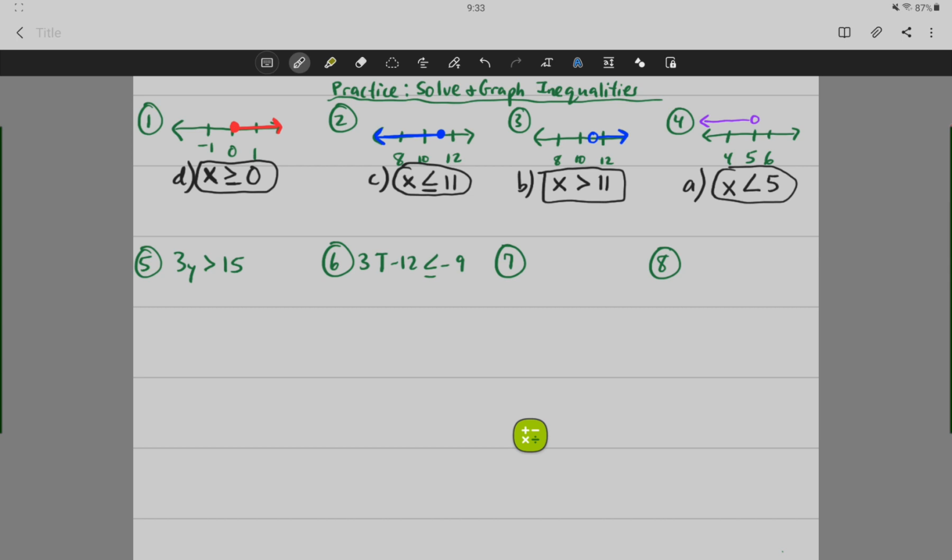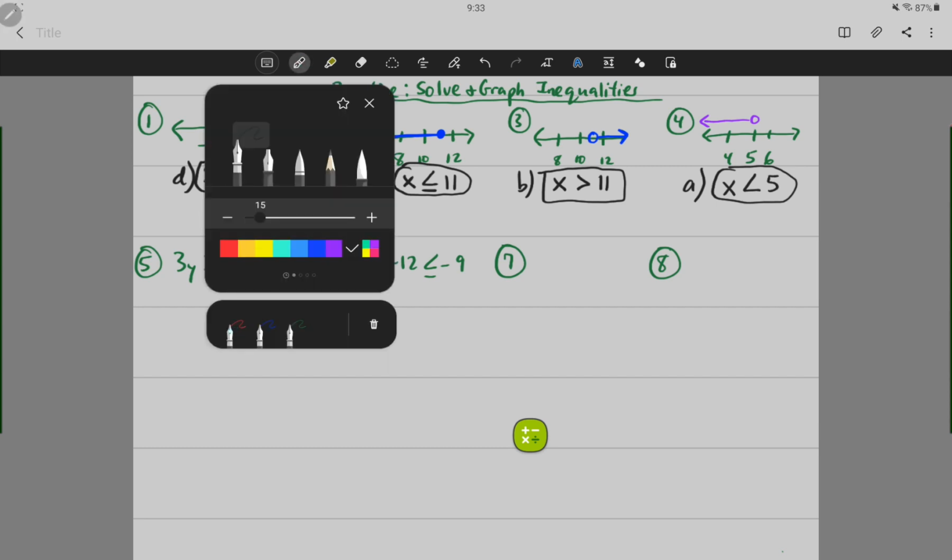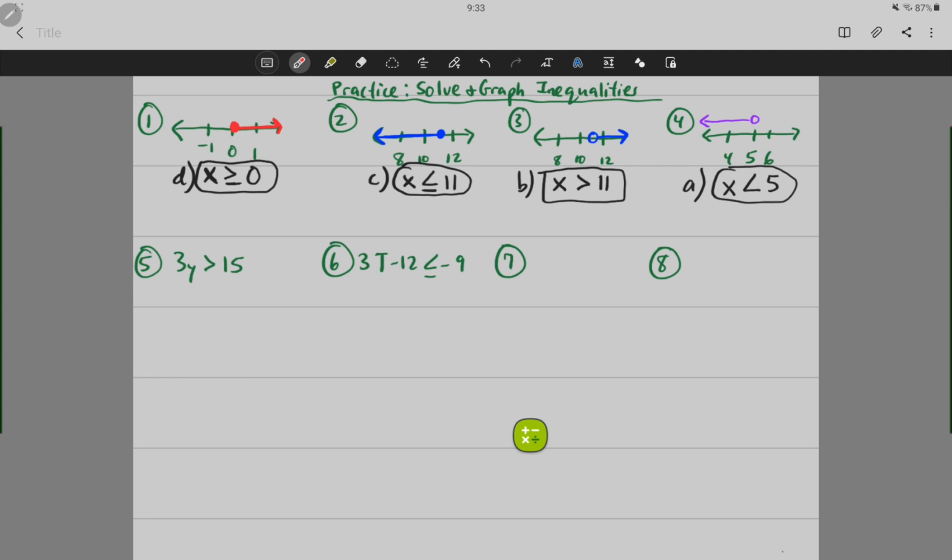From this point, we're going to begin to solve and graph. So number 5, we have to solve and graph this inequality. 3y is greater than 15. Now, we know how to solve equations. We spent a long time doing that. Solving an inequality is pretty much the same thing.